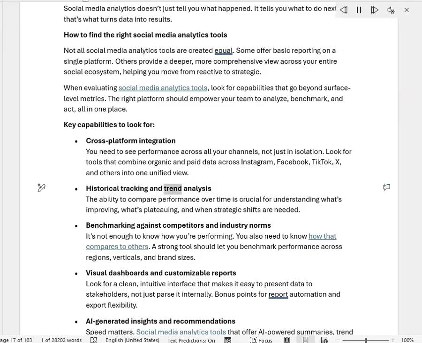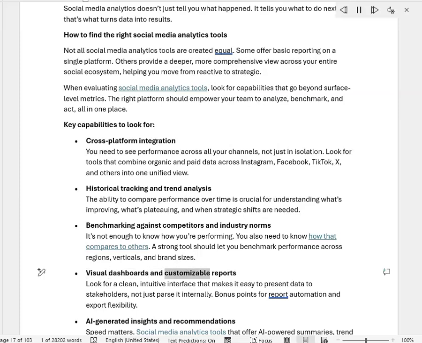Historical tracking and trend analysis. The ability to compare performance over time is crucial for understanding what's improving, what's plateauing, and when strategic shifts are needed. Benchmarking against competitors and industry norms. It's not enough to know how you're performing. You also need to know how that compares to others. A strong tool should let you benchmark performance across regions, verticals, and brand sizes.